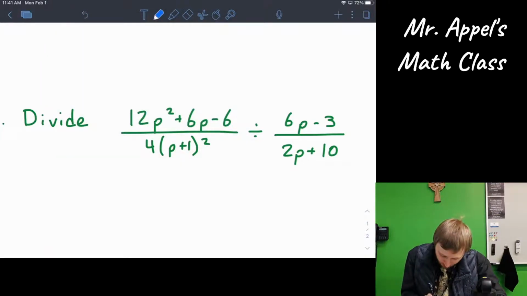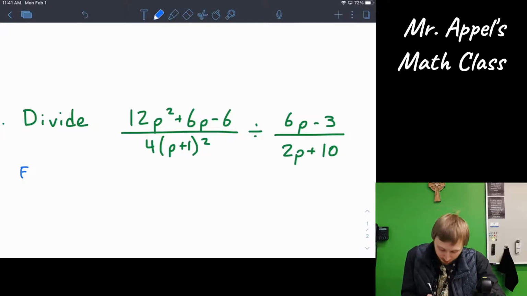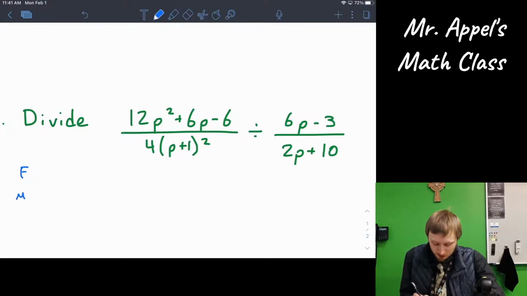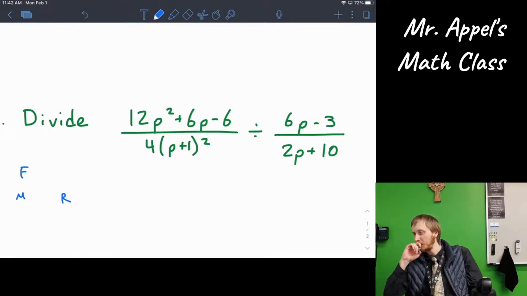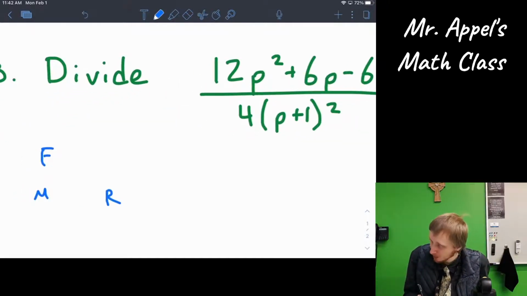I'll give you a hint. One of them starts with F, and one of them starts with M the R. Oh, Nathan's got it. Reciprocal. Yeah, what are we going to do with the reciprocal?